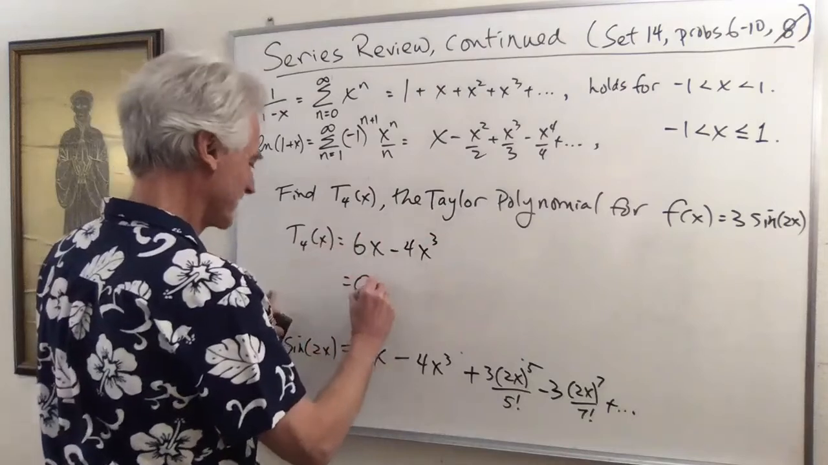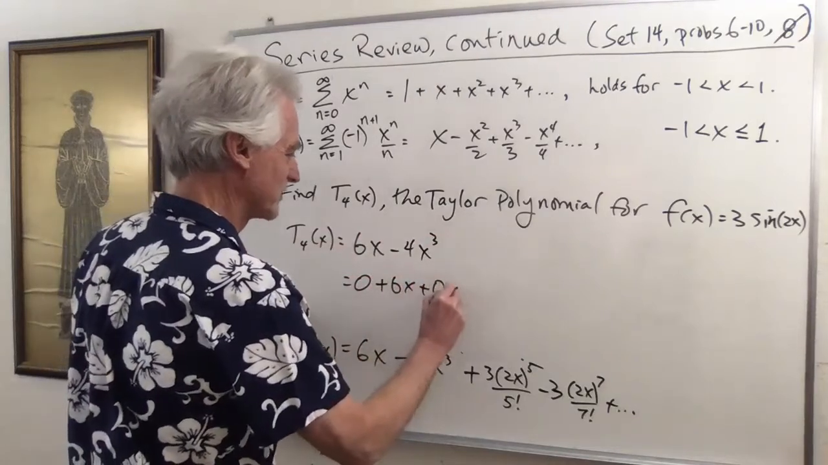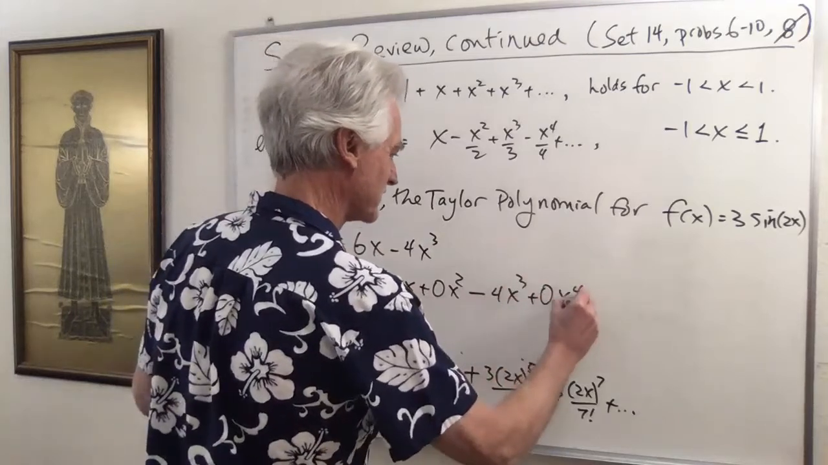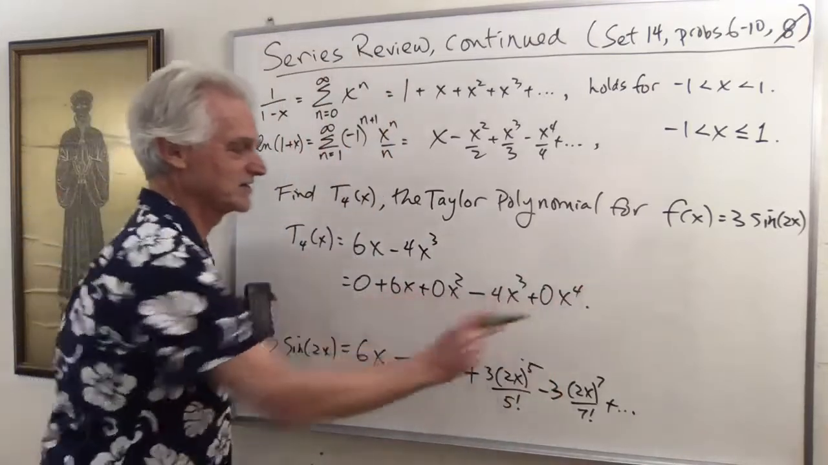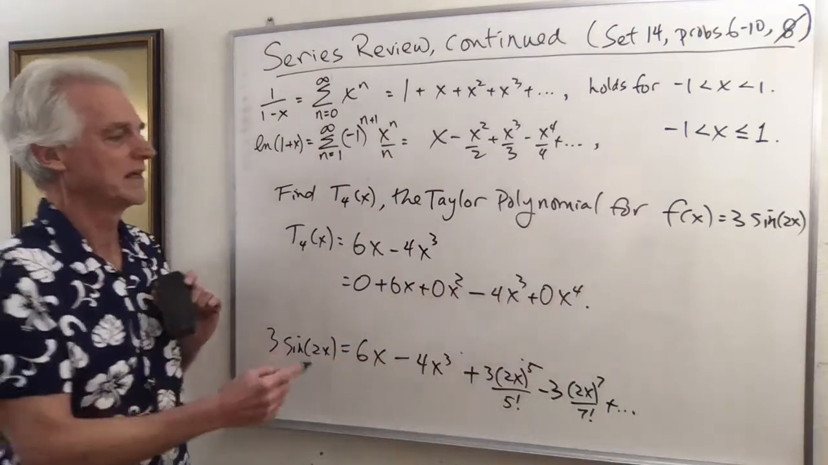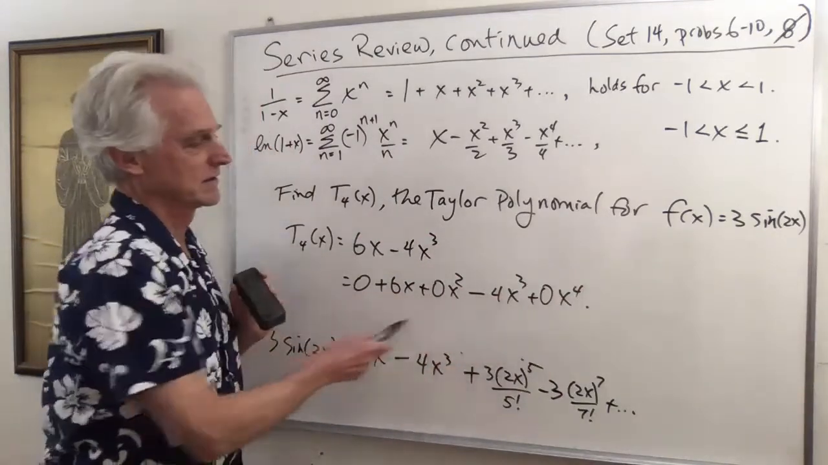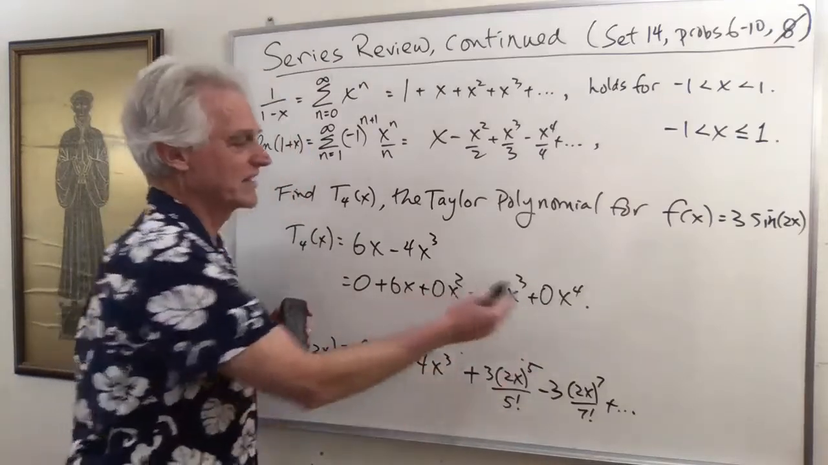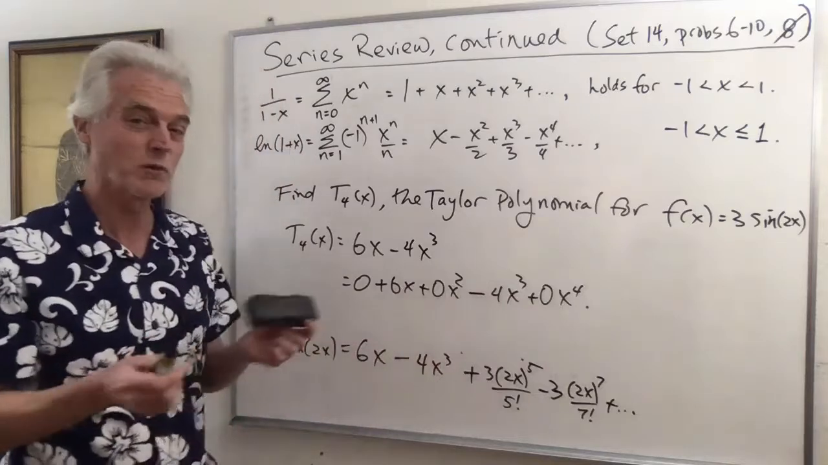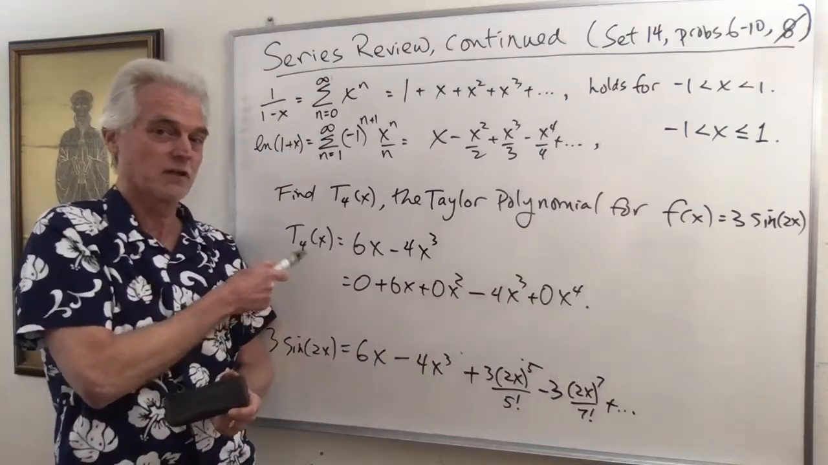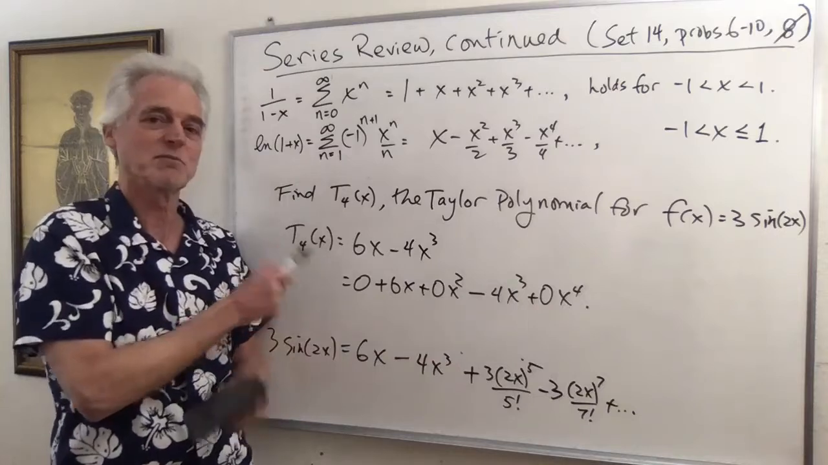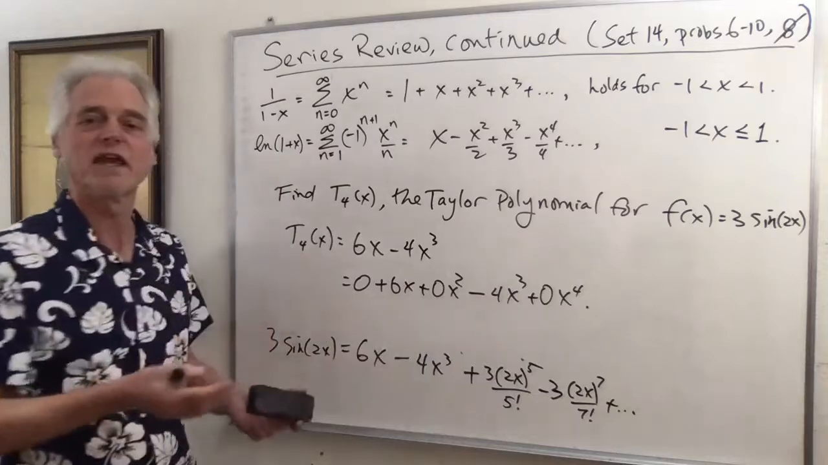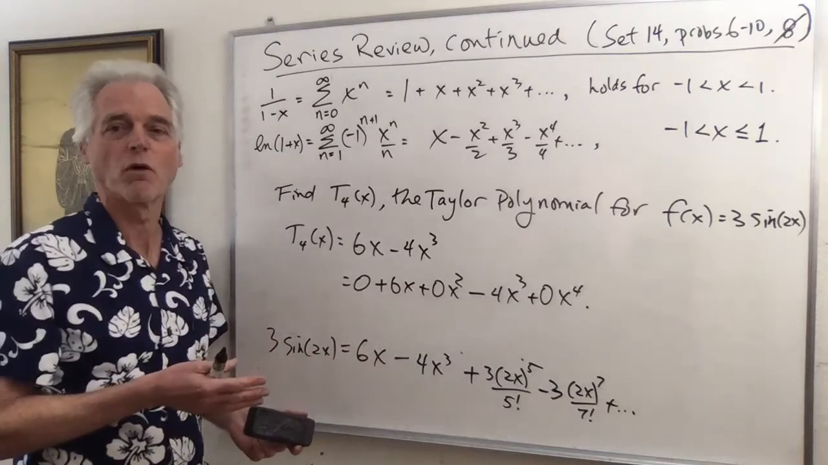Why is it T4? Because it's 0 plus 6x plus 0x squared minus 4x cubed plus 0 times x to the fourth, right? I don't see all these 0 terms, but T4 is a polynomial that includes up to the x to the fourth term. And if the x to the fourth term is 0, I don't have to write it. So it's kind of weird. I call this a Taylor polynomial of degree 4, but it's actually a polynomial of degree 3 in this case. So we probably should call T4 the Taylor polynomial of degree at most 4, or something like that.